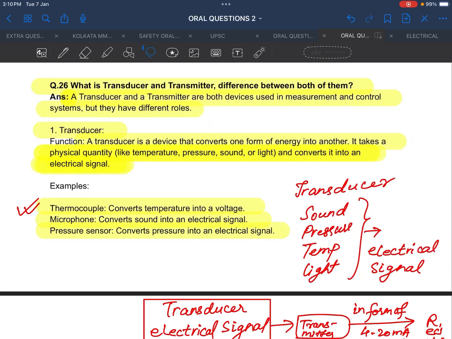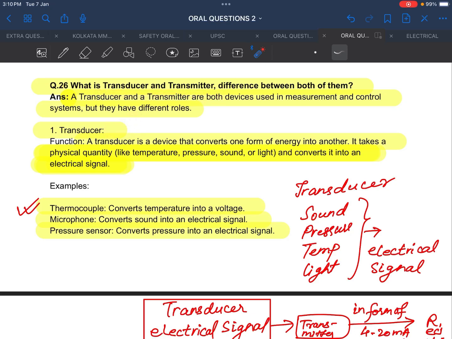The first question is, what is a transducer, a transmitter, and the difference between them? This question is very important because most surveyors ask it. Most people are confused between transducer and transmitter. Now you can understand it very well.